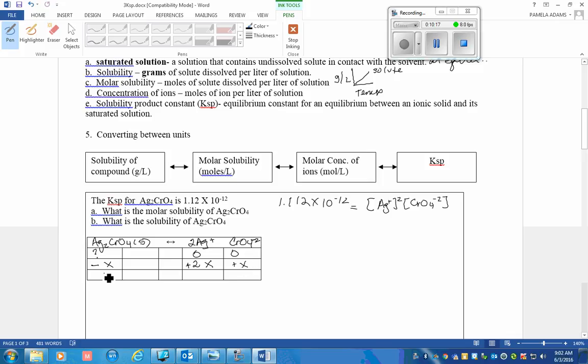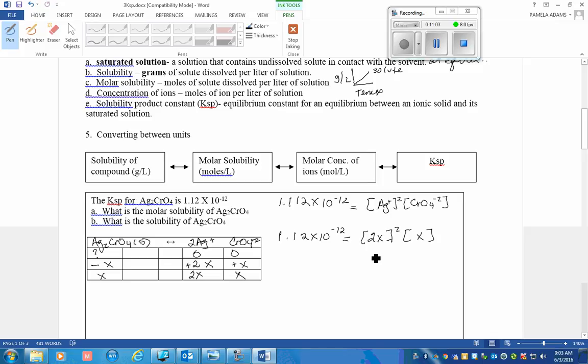So in equilibrium, we can find the molar solubility of silver chromate to be X. The ion concentration of silver to be 2X, silver ion, and X would cover the chromate ion. So we have let X be the concentration. We can solve for X using the KSP expression that we have identified. So the silver ion is represented by 2X, and we square that. The chromate ion is represented by X.